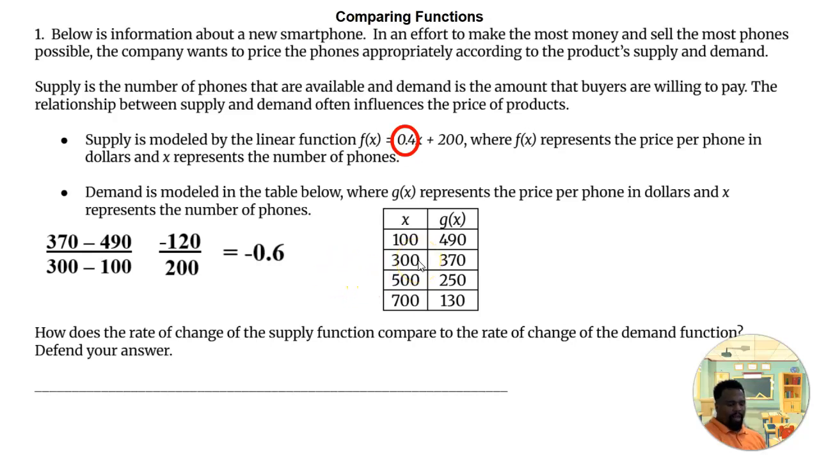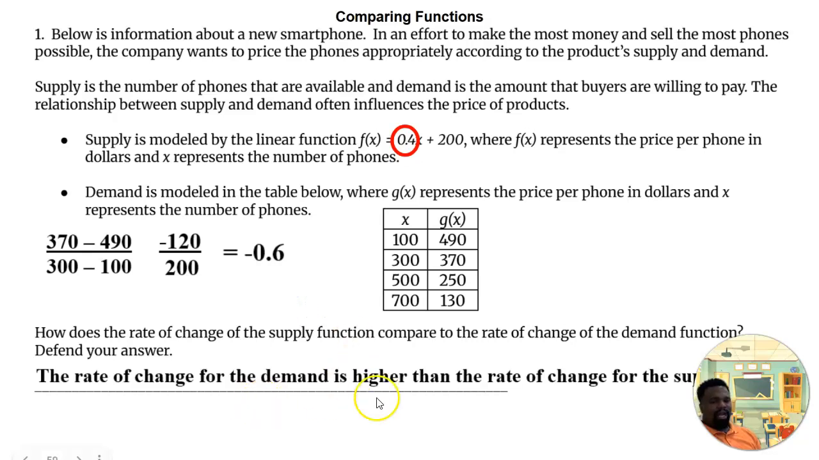All right, and so it says, how does the rate of change for the supply function compare to the rate of change of the demand function? Even though it's negative, you're looking at how fast. So look at the absolute value: 0.6 is bigger than 0.4. So technically the demand will have a greater rate of change than the supply. The rate of change for the demand is higher because it decreases faster than this increases.